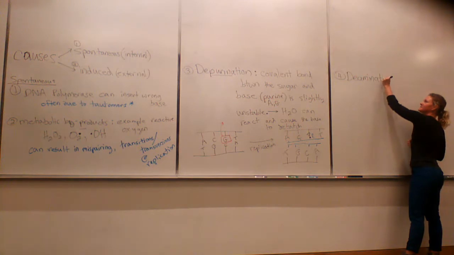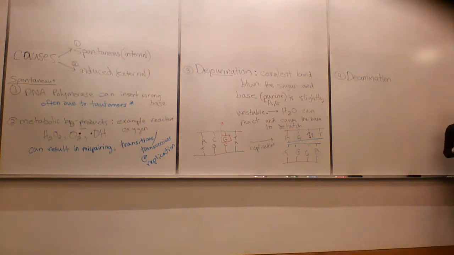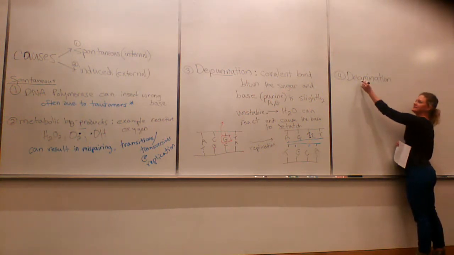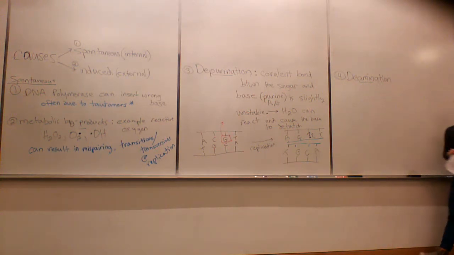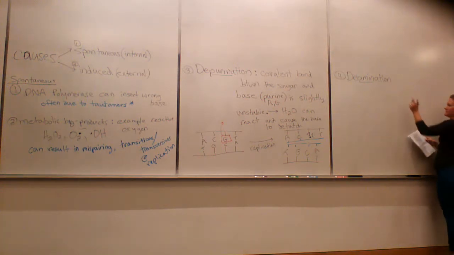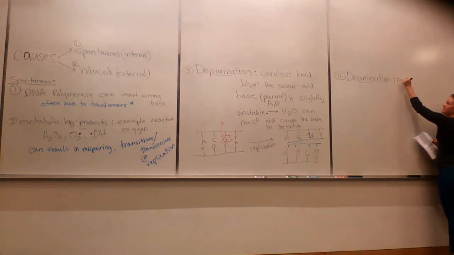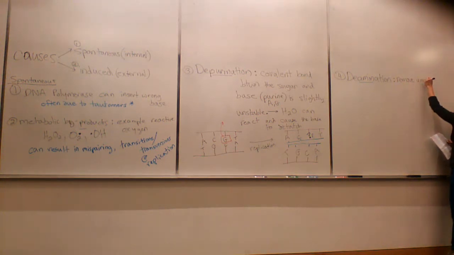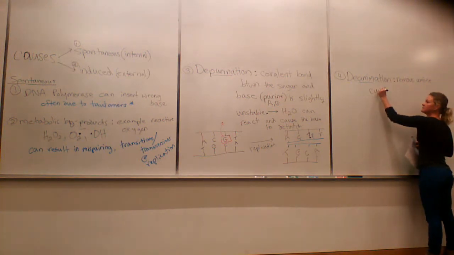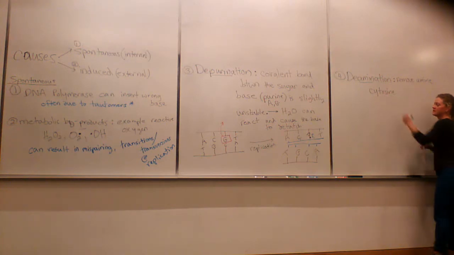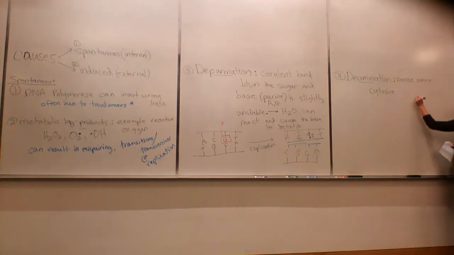Deamination. What do you think this is? D and amine group, right? So remove an amine. So deam means you're removing an amine group. It seems to happen more often to cytosine. Cytosine typically is the target of this deamination event.